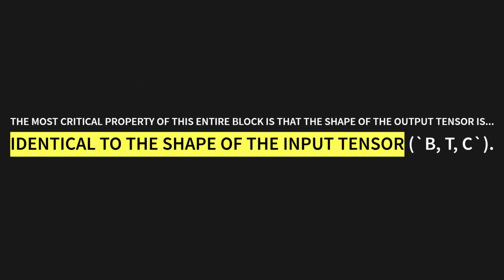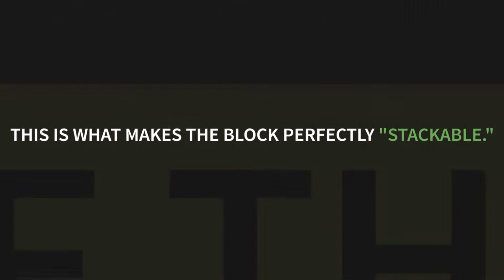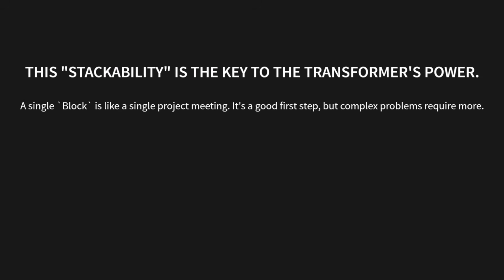It's so elegant. The most critical property of this entire block is that the shape of the output tensor is identical to the shape of the input tensor. B, T, C. Always. This is what makes the block perfectly stackable. This stackability is the key to the transformer's power. A single block is like a single project meeting. It's a good first step, but complex problems require more. To build a deep understanding, we need a series of meetings, a symposium.